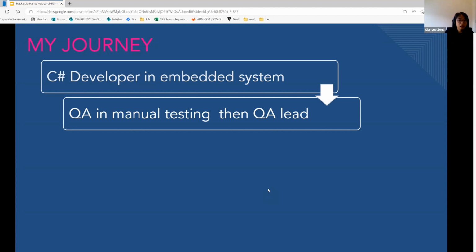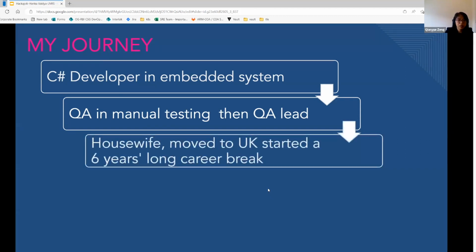Then after that, I moved to the dark side. I became a QA in manual testing. Then after 2 years, I was promoted to QA lead.